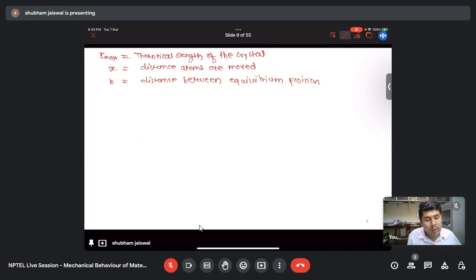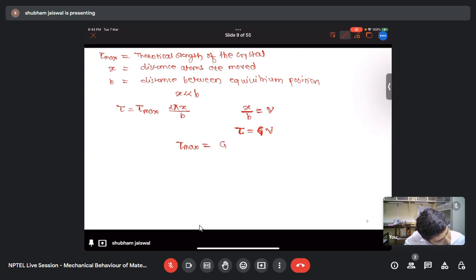So if the distance moved by the atom is very, very small compared to the distance between the equilibrium positions, we can write this equation tau equal to tau max into 2 pi x by b. Also, we know x by b is nothing but the shear strain, and shear stress can also be written as G into shear strain. If we put this value in this equation, we get the final equation: the theoretical strength should be equal to G upon 2 pi. So this is the theoretical strength.